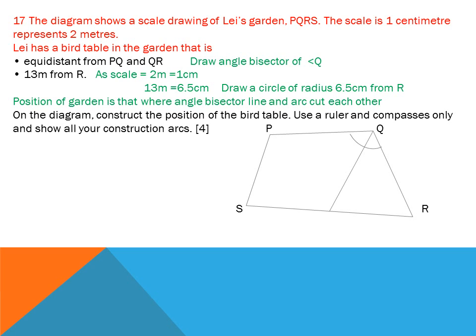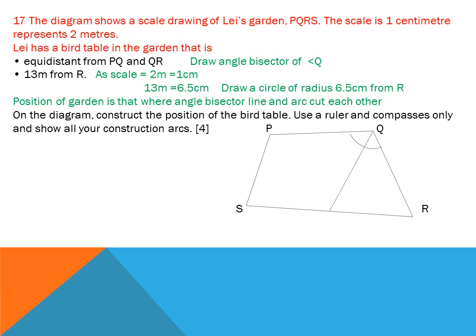Question number 17. The diagram shows a scale drawing of Sly's garden PQRS. The scale is 1 centimeter representing 2 meters. It means the scale used here is 1 centimeter equal to 2 meters. Sly has a bird table in the garden. It means the bird table is lying inside the garden.